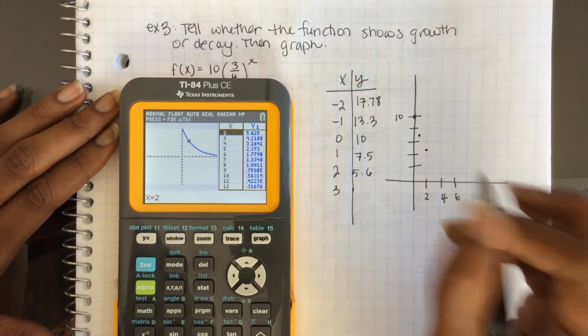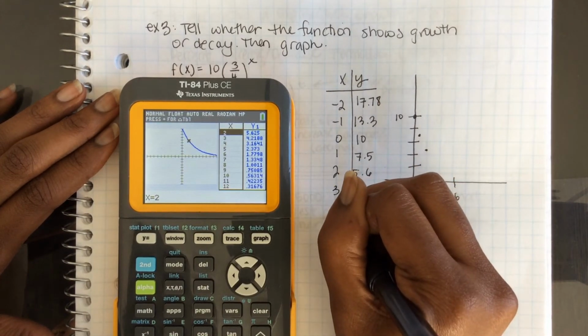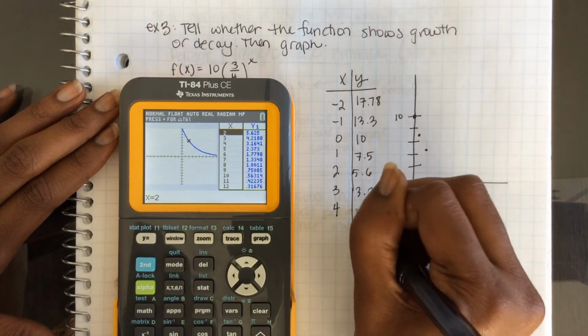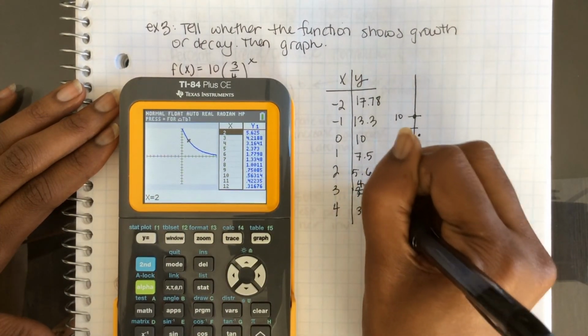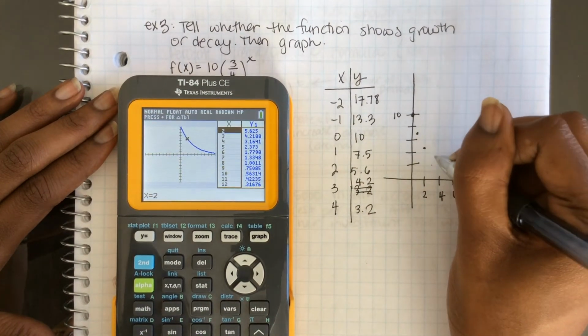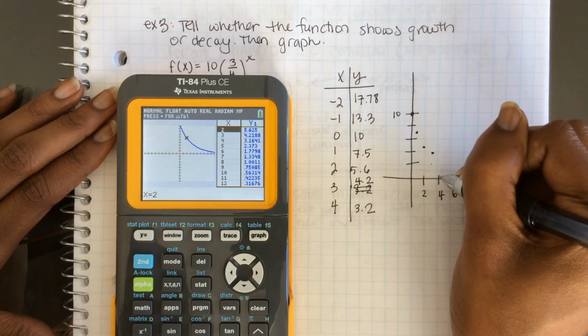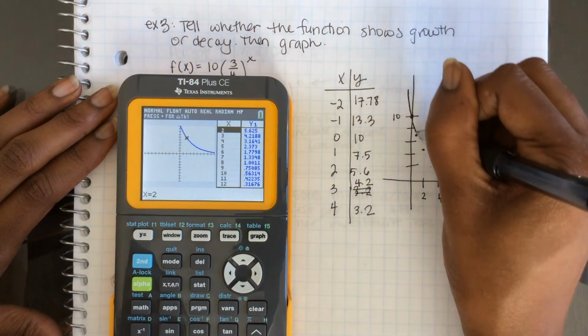At 3, it's at 3.2, and at 4, and I'm sorry, at 4 it's at 3.2, and at 3 it's at 4.2. So at 3 it's at about 4.2, it's about here. At 4, it's about 3.2 here. So our function's going down.